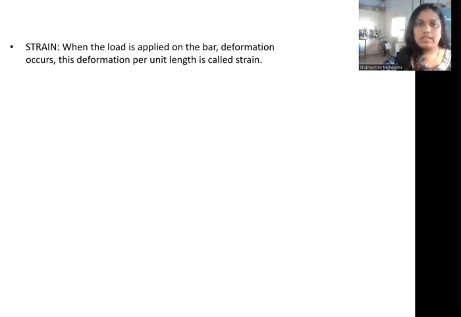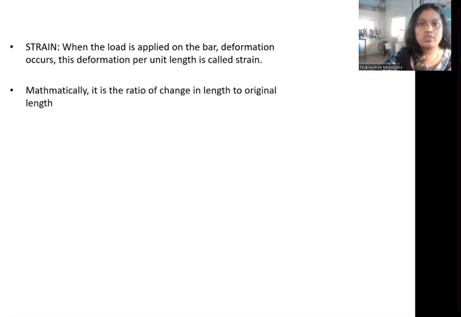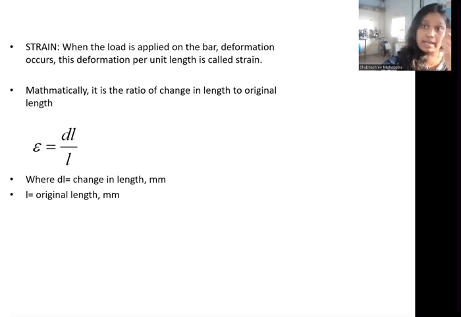Next is strain. As per the definition, when the load is applied on the bar, deformation occurs, as we know. This deformation per unit length is called the strain. Mathematically, how will we express it? As the deformation occurs, that means a change in length occurs. So this change in length to the original length is called your strain. The strain is denoded as epsilon, and this is equal to dl by L. That means dl is the change in length and L is your original length. Strain is a unitless quantity.